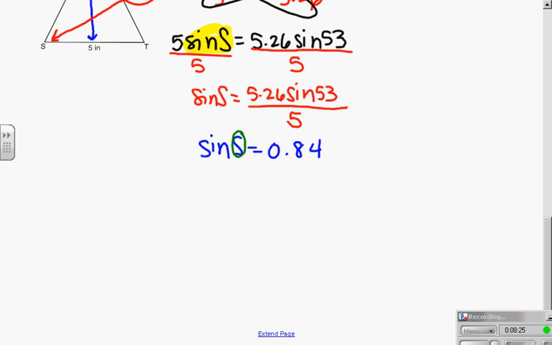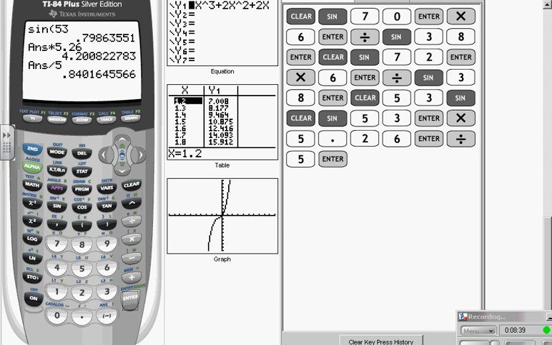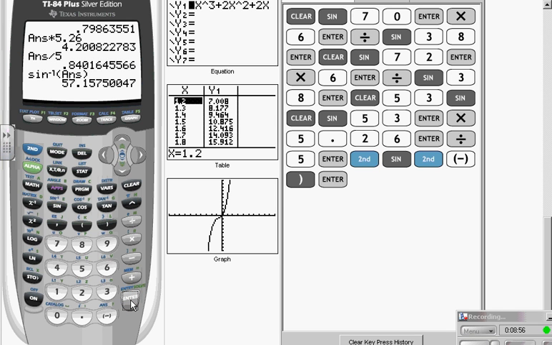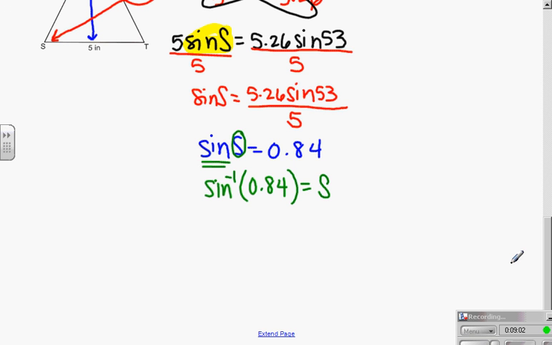Now, to find out what the actual measure of S is, I have to undo the ratio. Remember, we undo the ratio with that inverse feature. And that is going to give me what the measure of S actually is. So I'm going to go back to my calculator. These calculators have a cool feature. Actually, the smaller ones do too. I'm going to say second function sine. Notice that little inverse piece. I'm going to do second function answer, and it's going to pull an entire decimal, so I don't have a rounding error, and hit enter. So S is actually equal to 57.2 degrees.